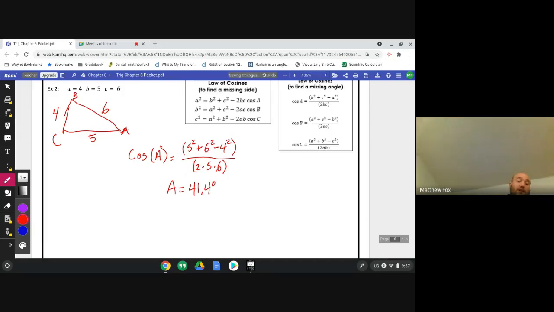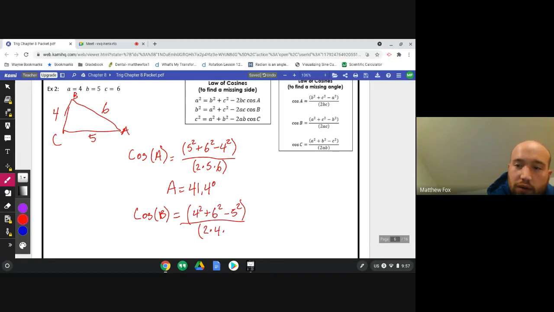Okay, now we do the same thing. I'm just going to keep going. Let's find cosine of B. Or I guess we're going to find B, because we're going to do the inverse cosine. So on top, once again, we'll use this: A squared plus C squared minus B squared. So A was 4, so 4 squared plus 6 squared minus 5 squared, over 2 times 4 times 6. And we will find what B equals.